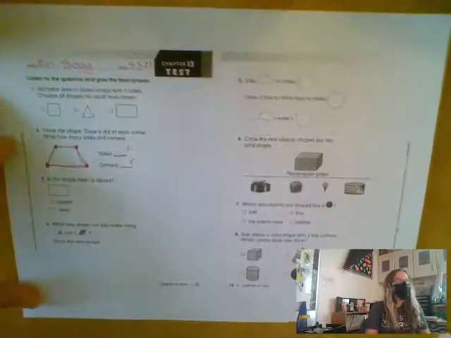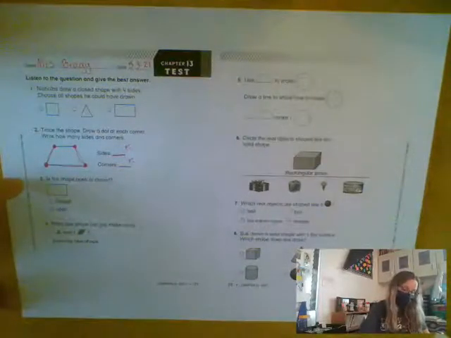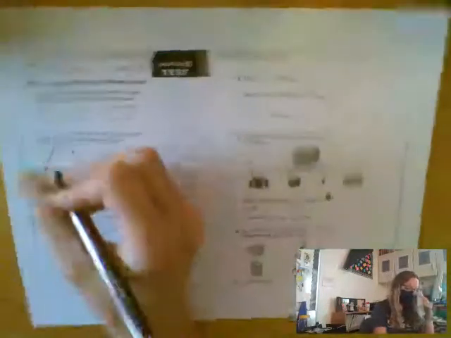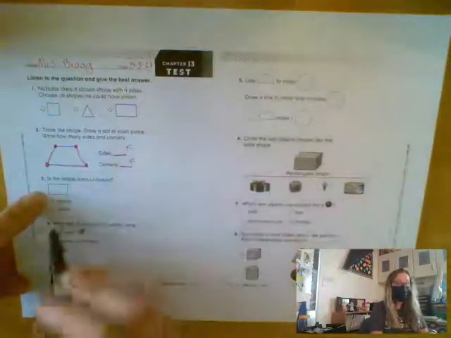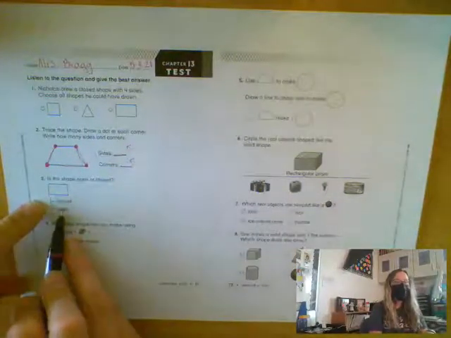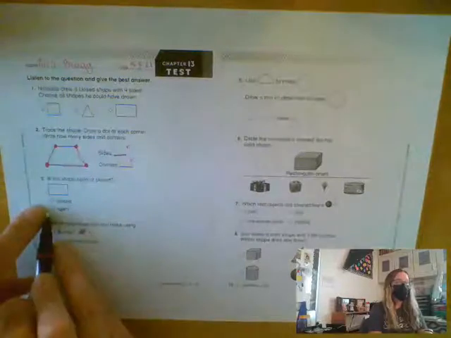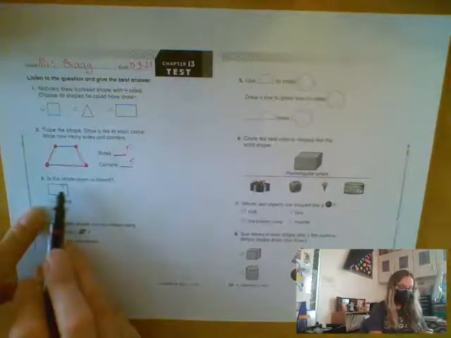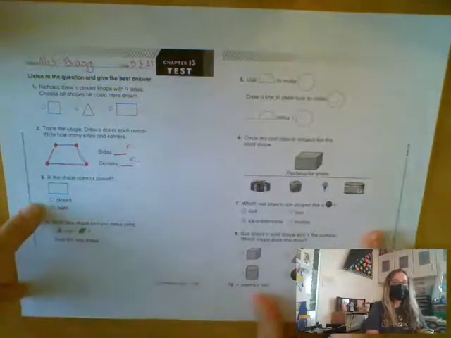Look at number 3. Number 3 says, is the shape open or closed? If it's closed, the first word says closed, so fill in that bubble. And if it's open, the second word says open, so fill in that bubble. Is that shape open or closed?